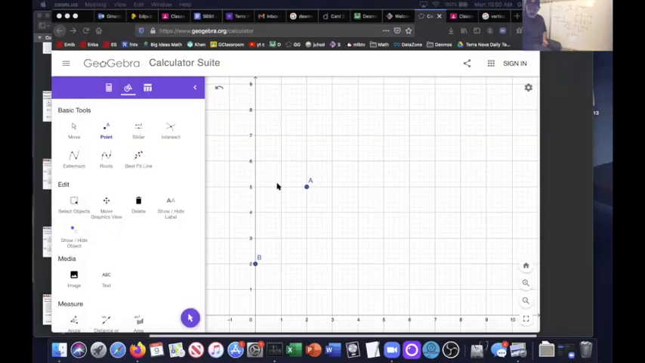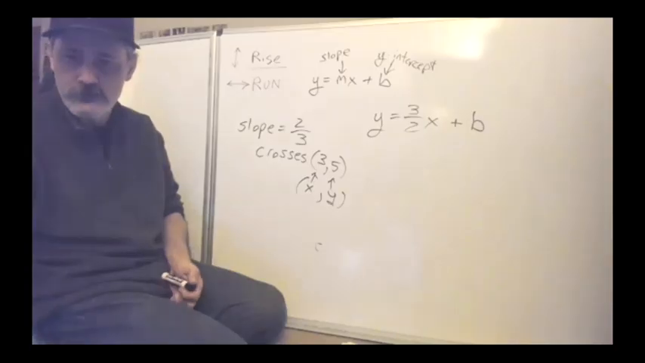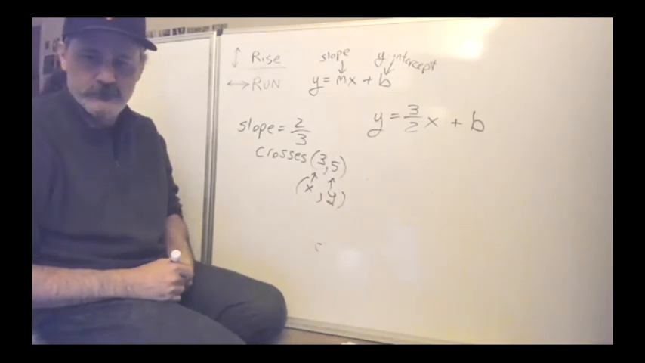Okay, so if we look at the next one, we've got the slope now, 2/3. And one point that we're given on the line is 3, 5. All right. So we're given the slope and we're given one point on the line. That's what we're given. All right.